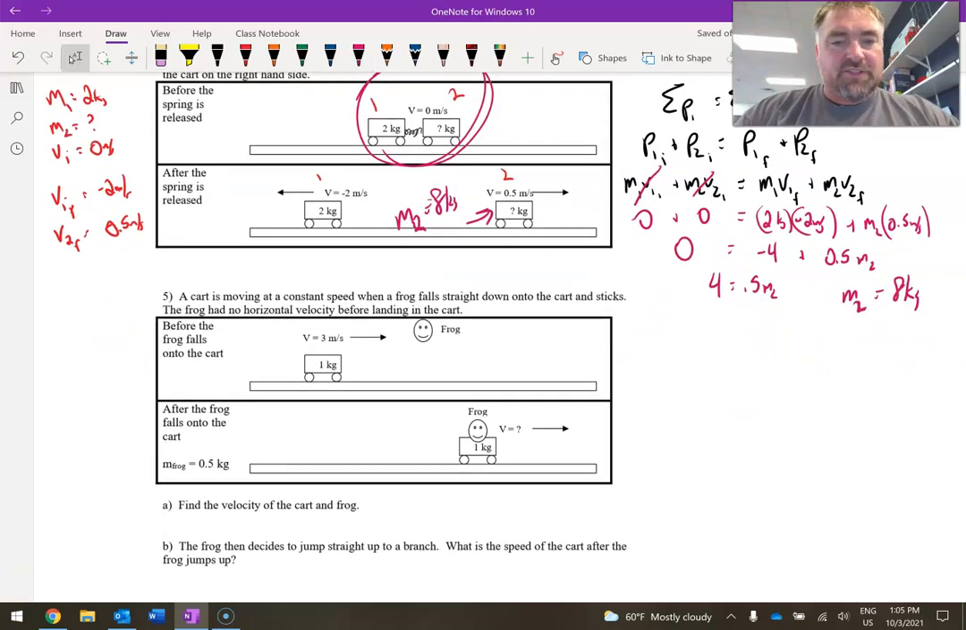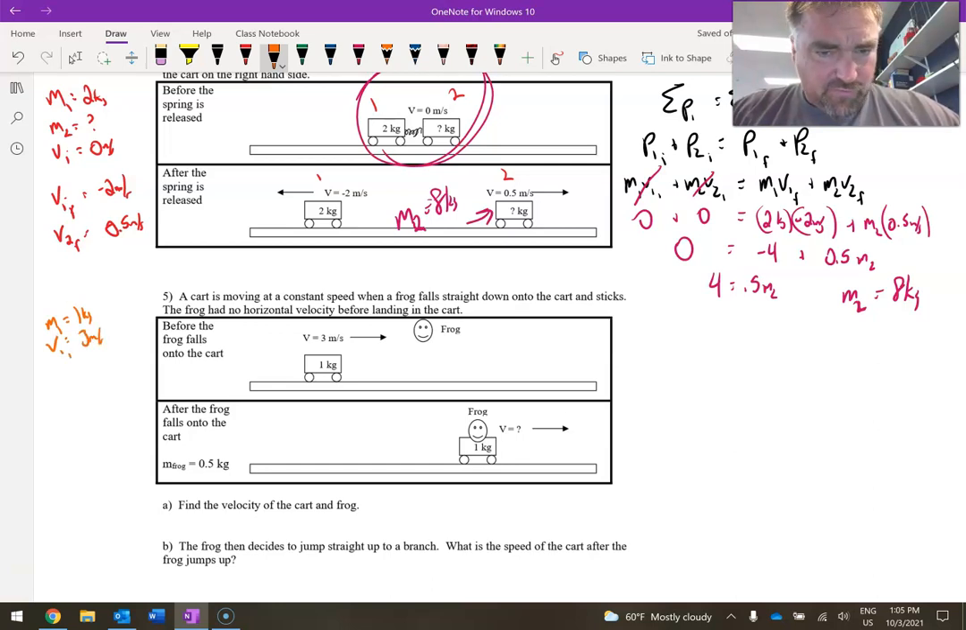A cart is moving at constant speed, but a frog falls straight down onto the cart and sticks to it. The frog had no horizontal velocity before landing on the cart. So here we have the beforehand. So I'm going to write down everything I know. So we'll go to orange on this one. So we know that cart 1, M1, is equal to 1 kilogram. And velocity initial of 1 is going to be 3 meters per second.